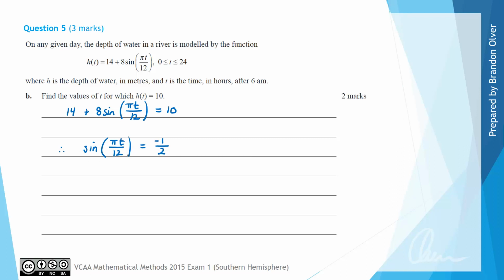So now that we have the trigonometric function by itself, we can think about the unit circle and where sine is equal to negative a half. So we know that sine is read off the y-axis and the pattern goes root 1 on 2, root 2 on 2, root 3 on 2. So to get to a half we need the pi on 6 angle. So that will give sine being negative a half in these two quadrants.